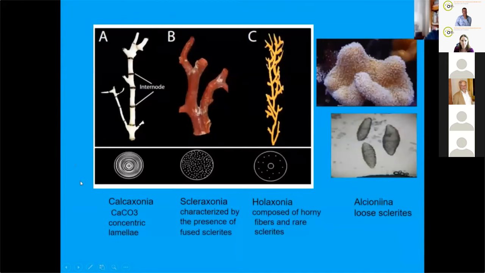The octocorals are mainly represented by, as I told before, the Calcaxonia, which are in general made by calcium carbonate concentric lamina. The Scleraxonia, characterized by the presence of fused or connected sclerites. The Holaxonia, which are composed of horny fibers and rare sclerites, and the Alcyonina, composed of loose sclerites.